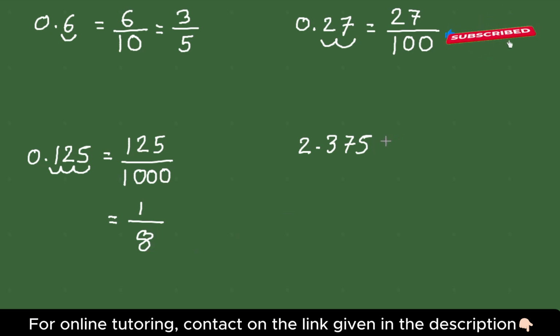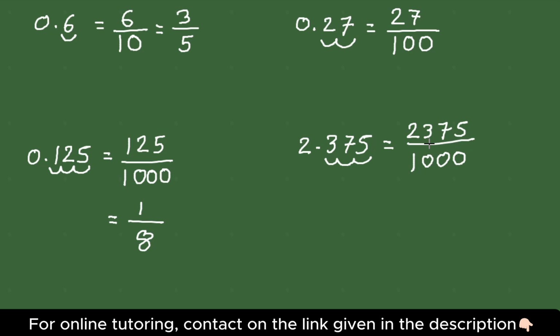Now let us convert 2.375. Write the number without the decimal point in the numerator. So 2375. Write only 1 in the denominator. Then look at the decimal number. How many decimal places are there? 1, 2, 3. So let us write 3 zeros after this 1.